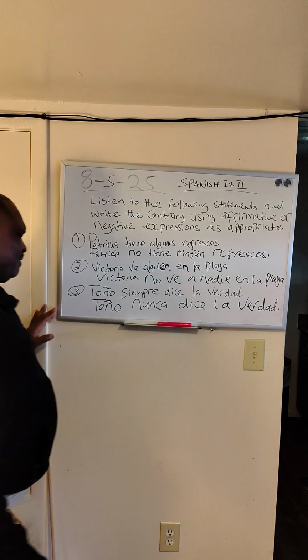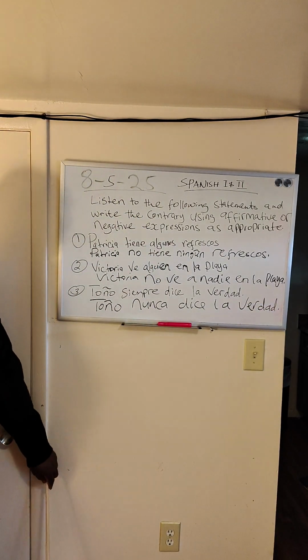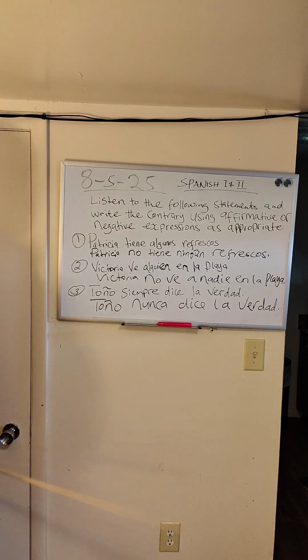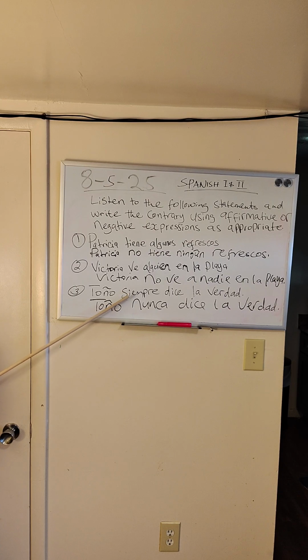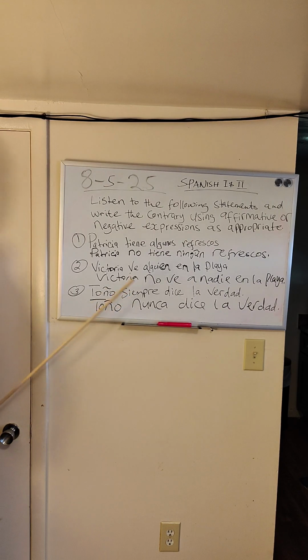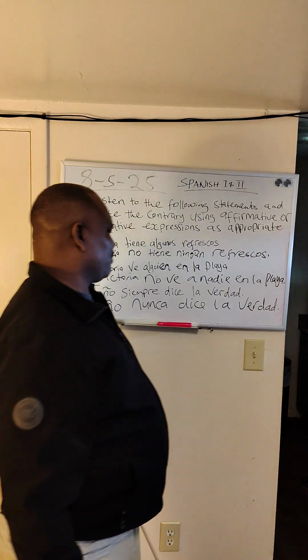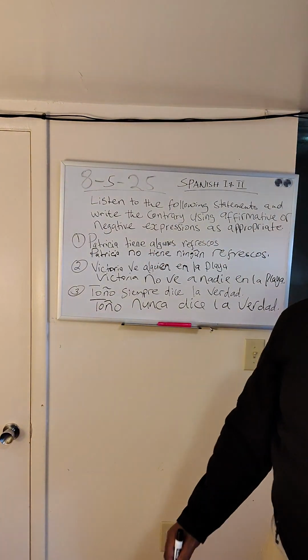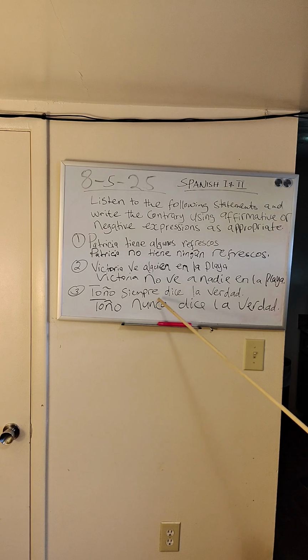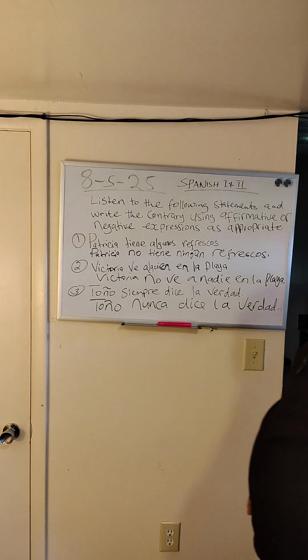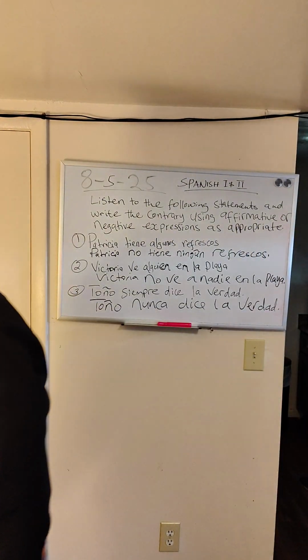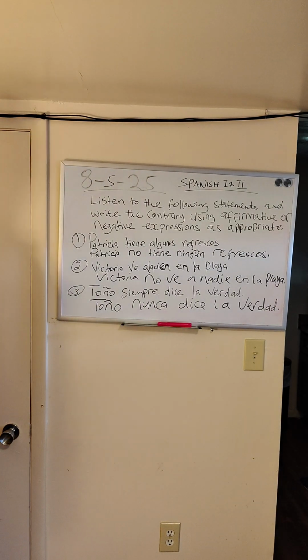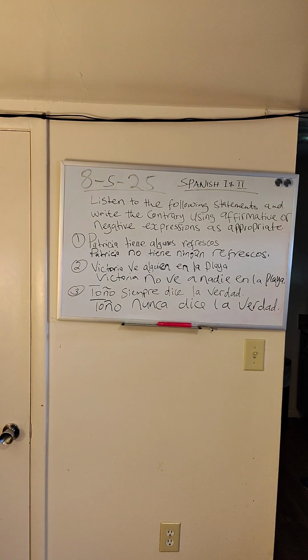So that is our contrary. We are not confirming, but we are saying the contrary. We say the opposite word of siempre, so we say nunca. So siempre dice is nunca dice. Tono siempre dice la verdad. Tono nunca dice la verdad.